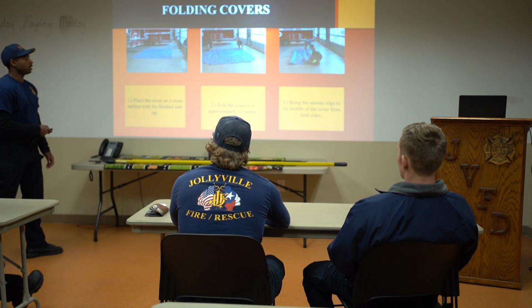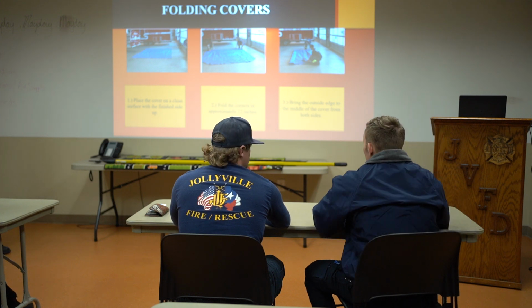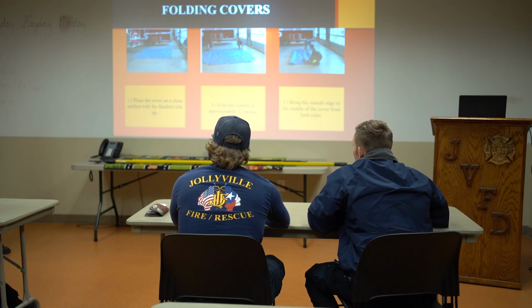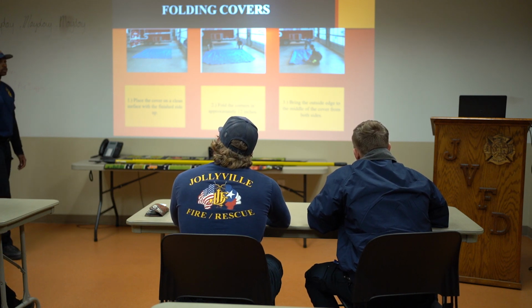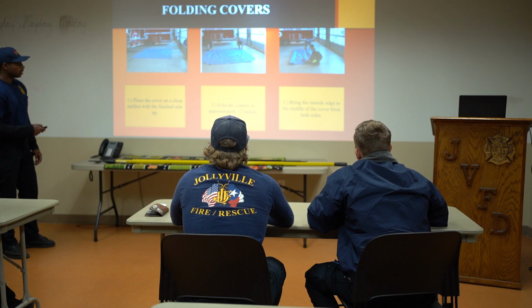So there's 3 easy steps. Prince, could you read these 3 steps for me? Yeah, so you're going to place the cover on a clean surface with finish side up. You're going to fold the corners approximately 12 inches. Bring the outside edge to the middle of the cover from both sides. Awesome. Do we have any questions about folding the cover itself?